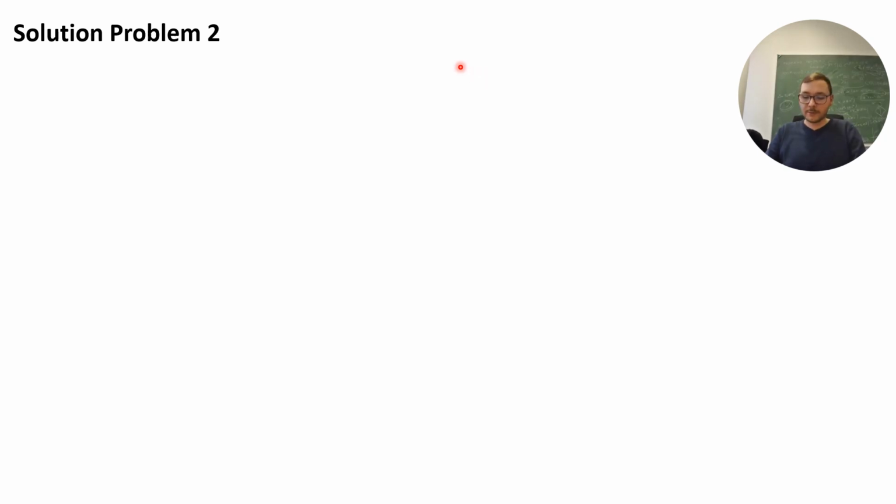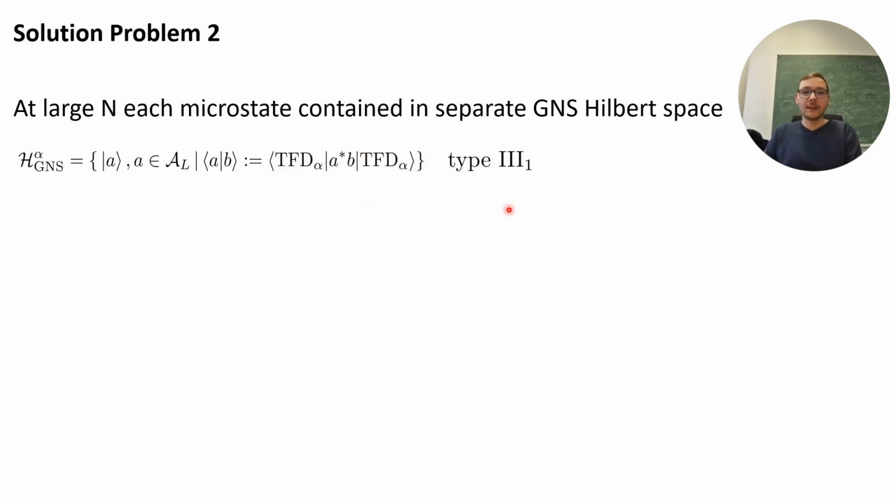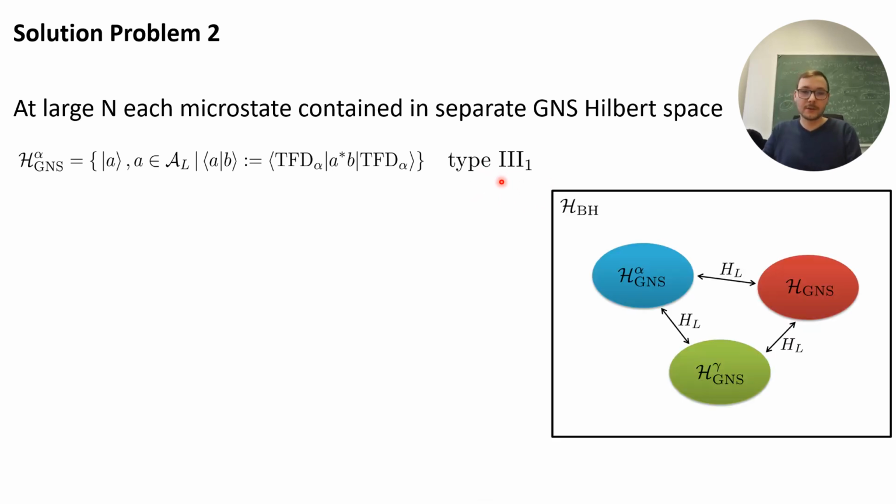Now, for the second aspect of the information paradox, let me remind you that at large N, each black hole microstate is contained in a separate GNS Hilbert space, which looks like this. And it was shown by Leutheusser and Liu that the algebra acting on this Hilbert space is of type III_1. So schematically, the black hole Hilbert space separates into all these different GNS Hilbert spaces, and the transition between each of them is generated by the Hamiltonian, which can be included in the algebra, which then acts on this extended Hilbert space, and the local algebra will be of type II_infinity.